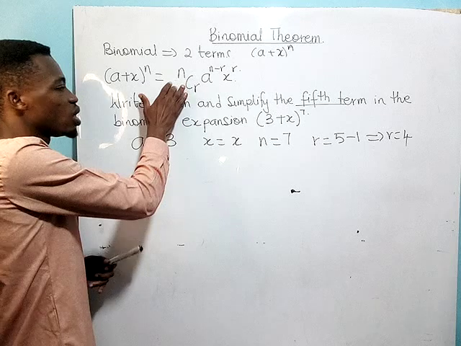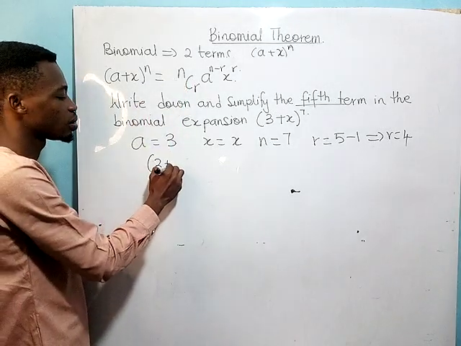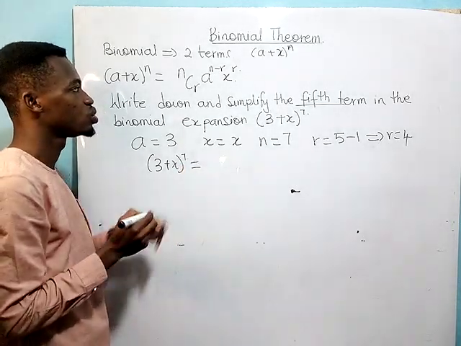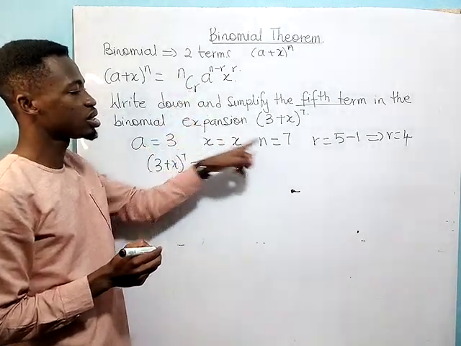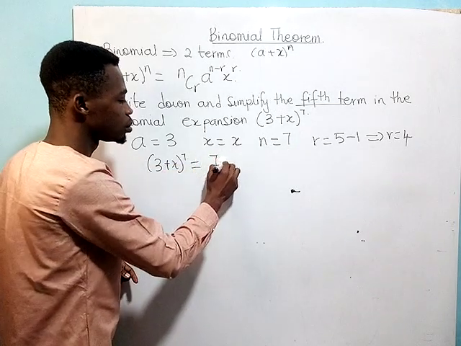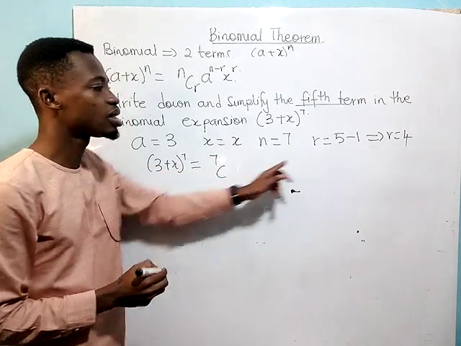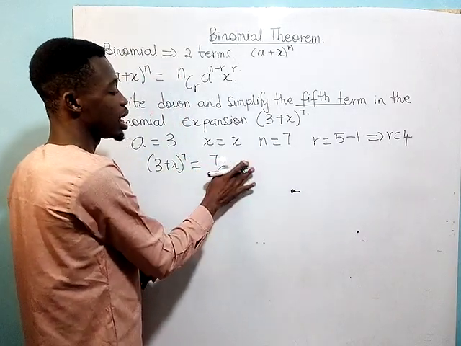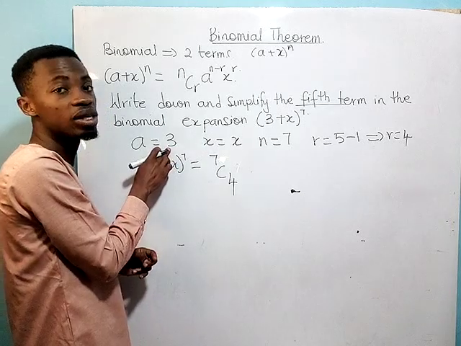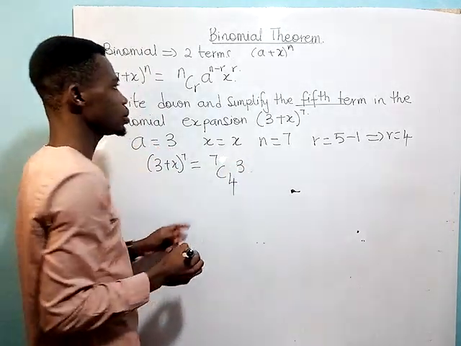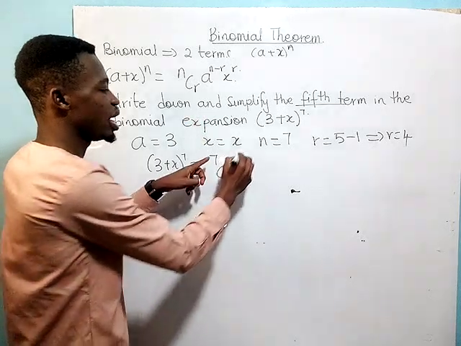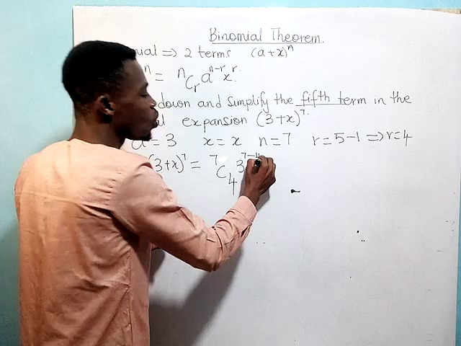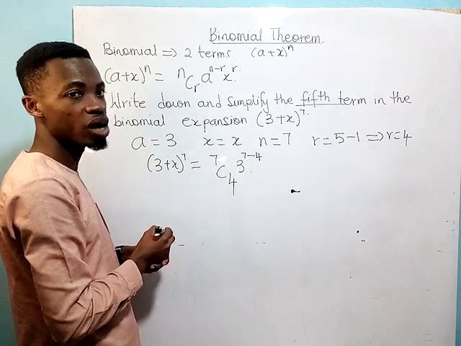So let's come back to our expression. We have (3 + x) to the power 7 equal to n combination r. What is our n? 7, combination r. What is our r? Which is 4. Then what is our a? Our a was 3, to the power n minus r. Your n is 7, minus the r, which is 4. We are good with that.